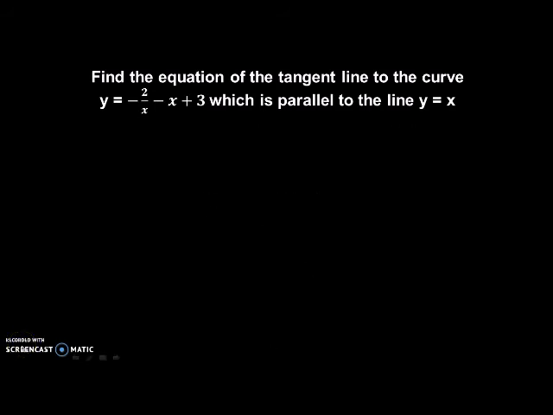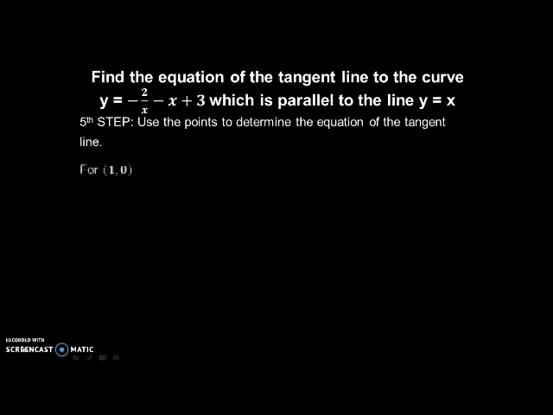Yahoo! We are now on the fifth and final step. So the fifth step is use the points to determine the equation of the tangent line. So for the point 1, 0, we can use the point slope form. So we are now going to substitute. So y minus 0 is equal to 1, which is the slope of the parallel line, times quantity x minus 1. So we are going to simplify. So y is equal to 1 times quantity x minus 1. So y is equal to x minus 1. This is the equation of the first tangent line.